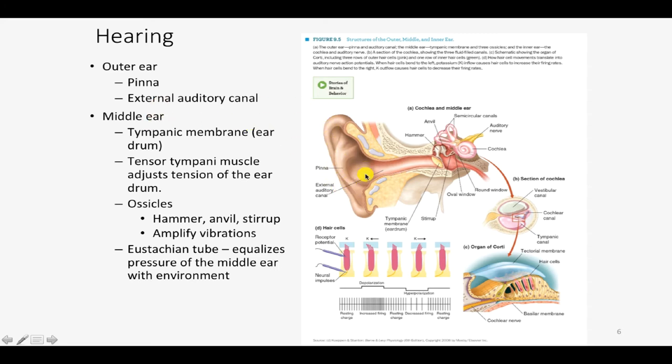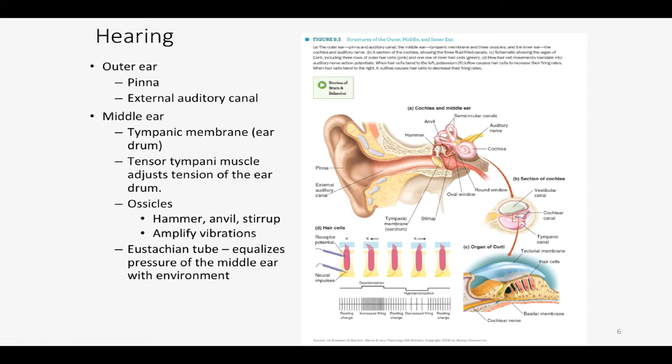We also have here the auditory canal, the external auditory canal, and then the sound waves, imagine them coming on in until they hit the eardrum, also known as the tympanic membrane. That now transitions us to the middle ear.